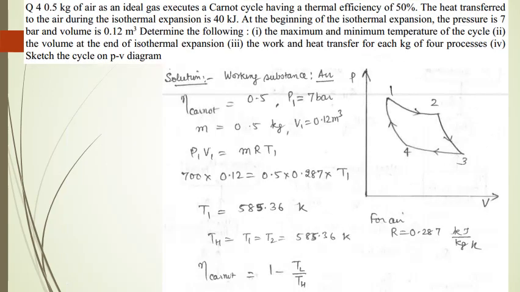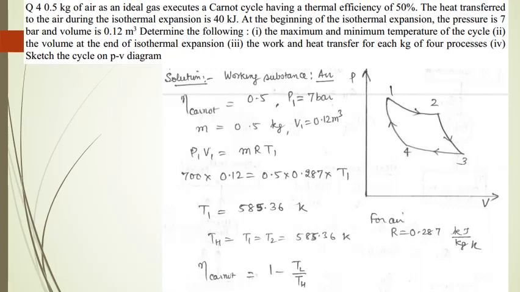0.5 kg of air as an ideal gas executes a Carnot cycle having a thermal efficiency of 50%. The heat transferred to the air during the isothermal expansion is 40 kilojoule. At the beginning of the isothermal expansion, the pressure is 7 bar and volume is 0.12 meter cube. Determine the following: the maximum and minimum temperature of the cycle, the volume at the end of isothermal expansion, the work and heat transfer for each kg of 4 processes. Sketch the cycle on PV diagram.